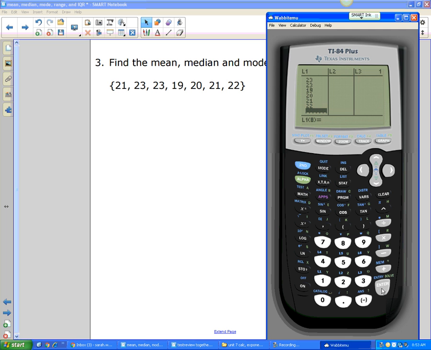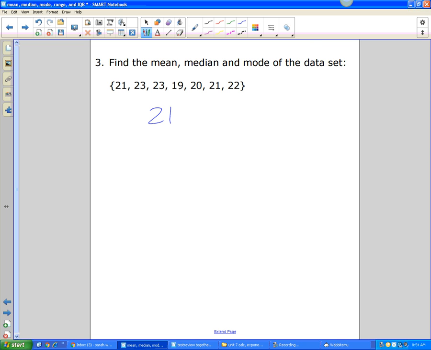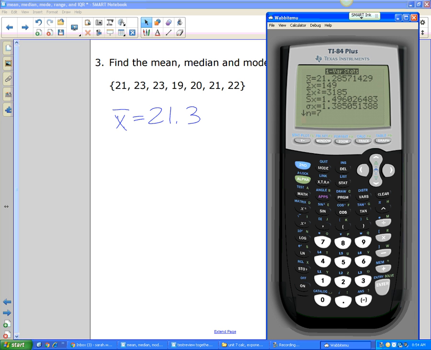All right, Chuck, what do I do after I type them all in? Good. And then what? Yep. Good, we want the first one. Okay. All right, Chad, let's talk about the mean first. Which one of those numbers in the calculator is the mean? Good, the X with the bar over it. So we'll say that's 21.3. Okay, so the mean is the very first number that the calculator gives you.